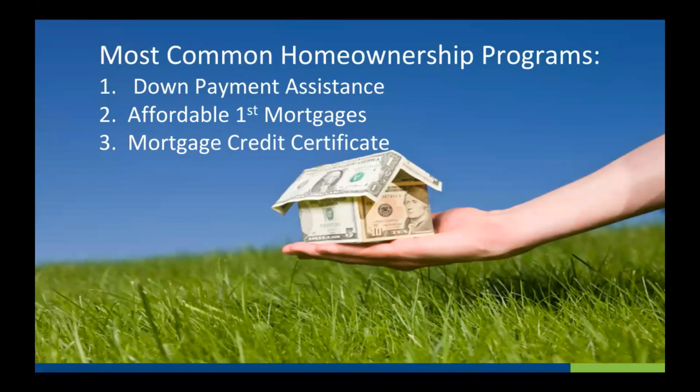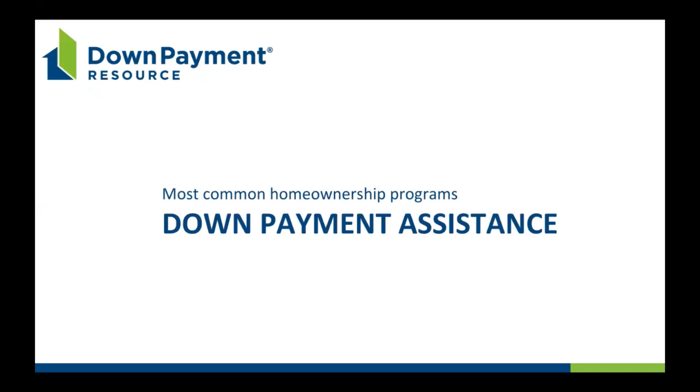Now, let's break down the specifics. We're going to first look at down payment assistance programs, and then we'll look at the two other most common types of homebuyer assistance, which are affordable first mortgages and those tax credits that we mentioned earlier, mortgage credit certificates. So first, I want to look at down payment assistance. So let's dive into that. That is the most common type of homeownership program.